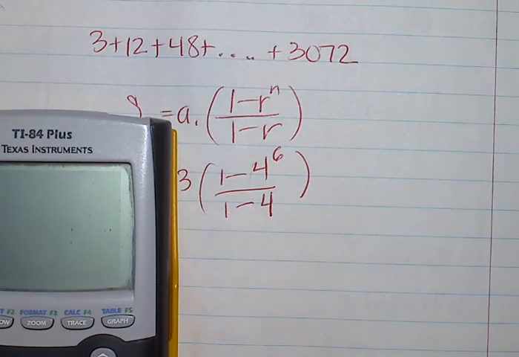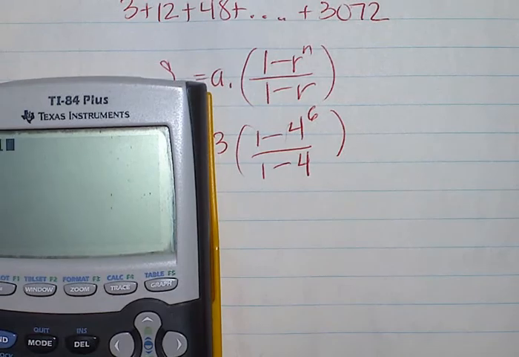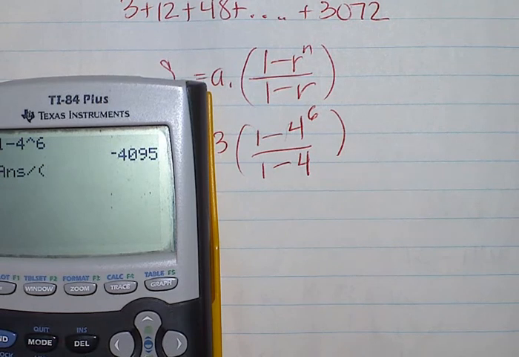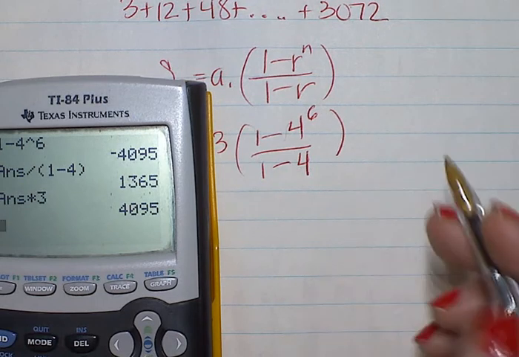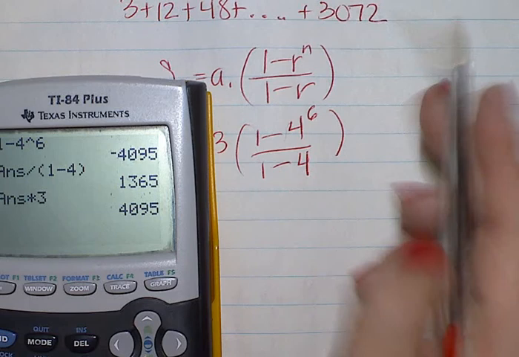So we have 1 subtract 4 to the 6th power and press enter. Now, the most common mistake is students forget to use a parenthesis on the bottom. So divided by parenthesis, 1 subtract 4, and parenthesis, and now we're going to take it times the initial number of 3, and the sum of the first 6 terms, or the sum of the series shown, is 4,095.